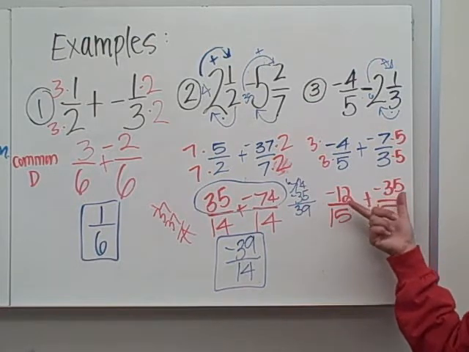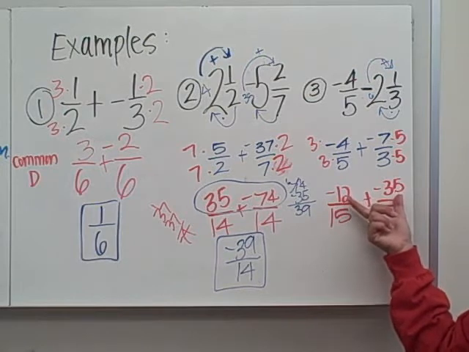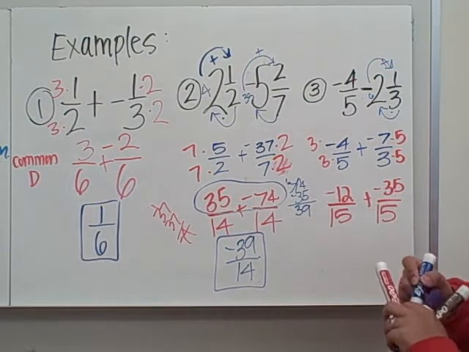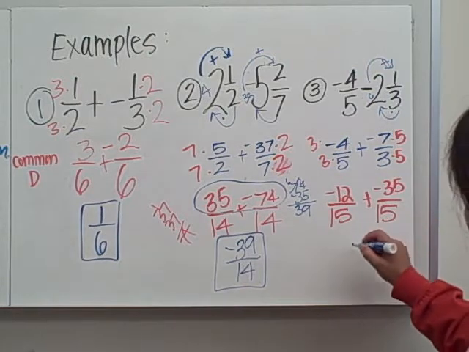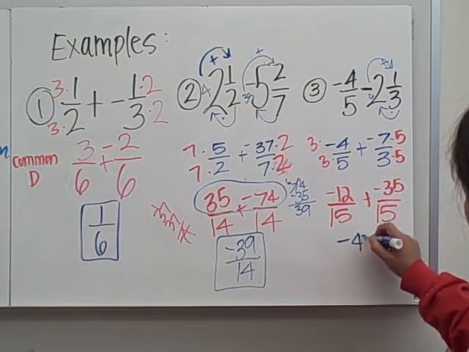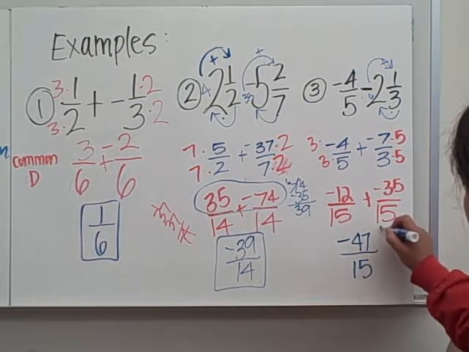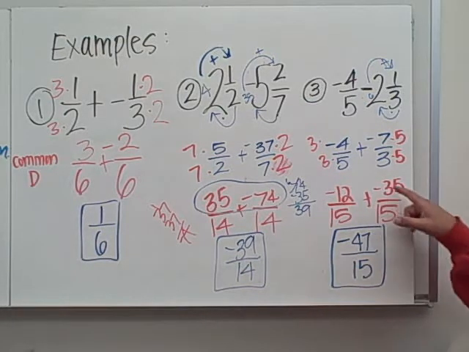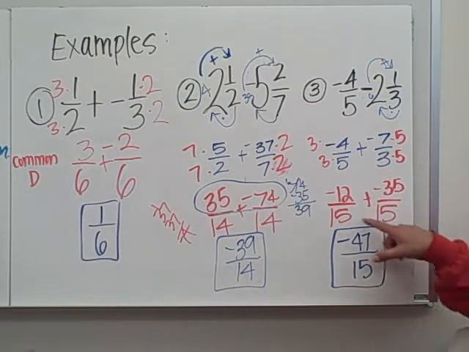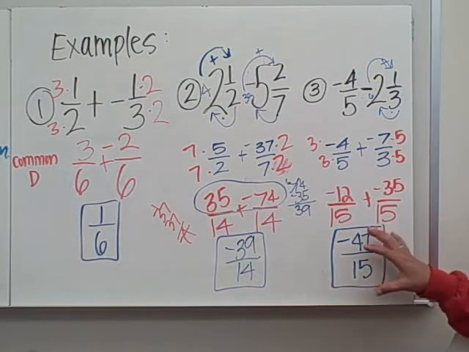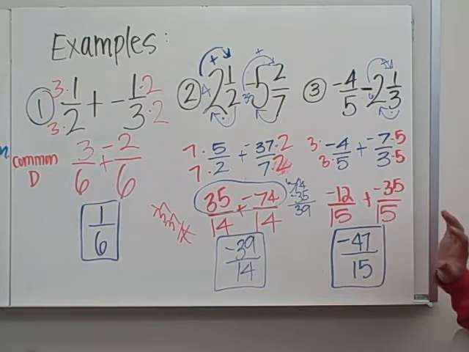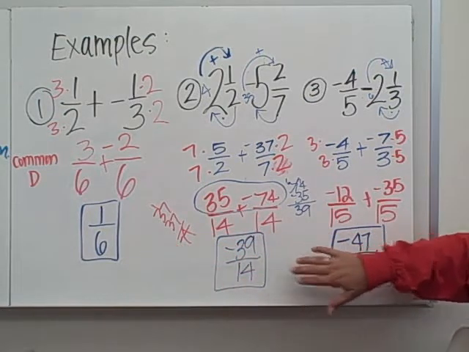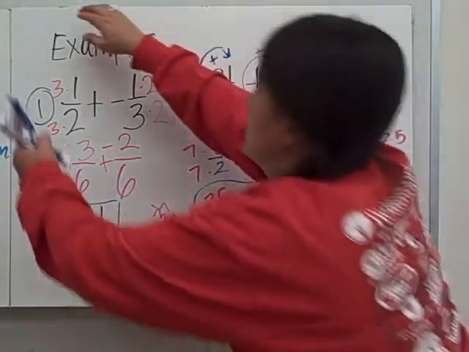Use your integer rules. So are these same signs or different signs? These are same signs. That means I add. Negative 12 plus negative 35 is going to give me a negative 47 over 15. And again, I'm going to leave it as an improper fraction. I'm not going to convert it back to a mixed number. I'm just going to leave it as an improper fraction. So here were 3 quick examples.